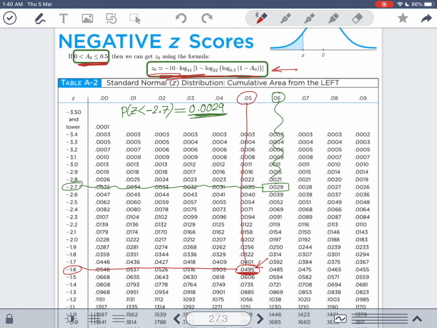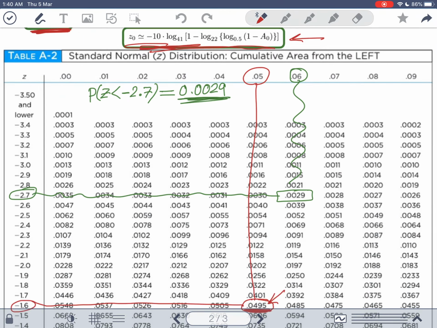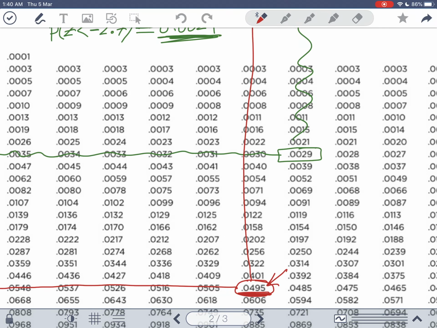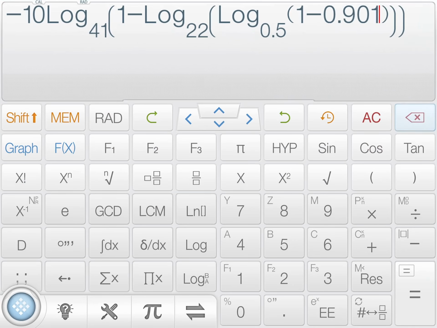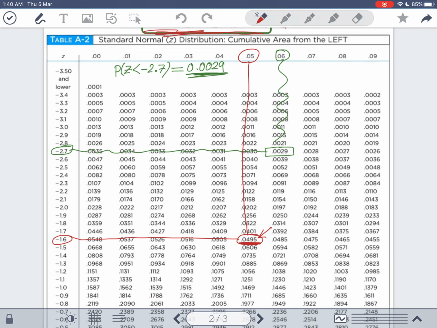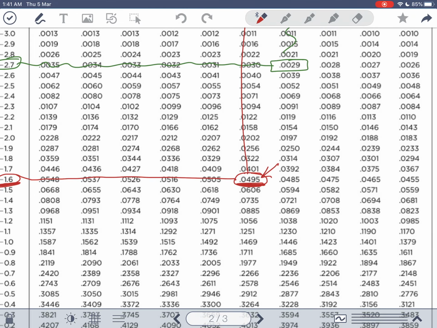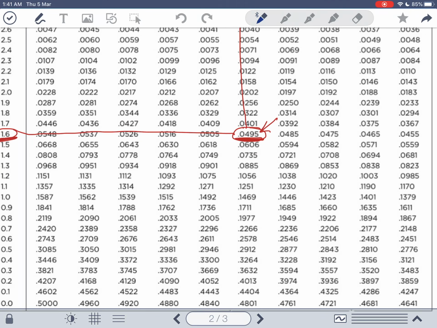This formula is easy to enter in your calculator. You can take a screenshot of this and then put it in your calculator. All you have to do is put the area here. So again, our area is 0.0495. We will put 0.0495 and check what it will give you. Minus 1.65 for the z-score. So let's see. Minus 1.65. You see, minus 1.65. If you want to check, let's check another one quickly. We will just choose this one, 0.2546.